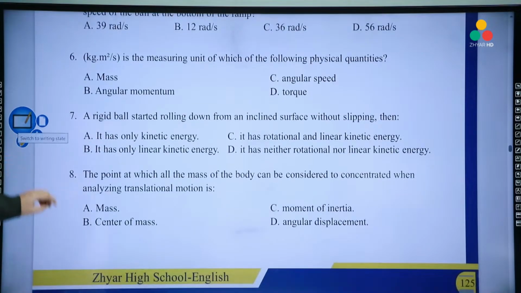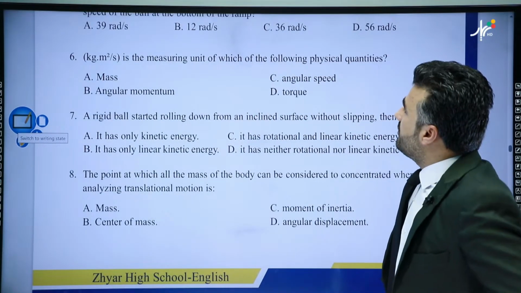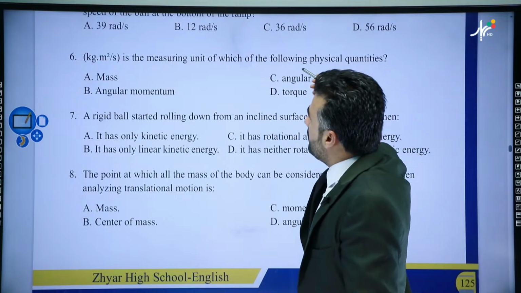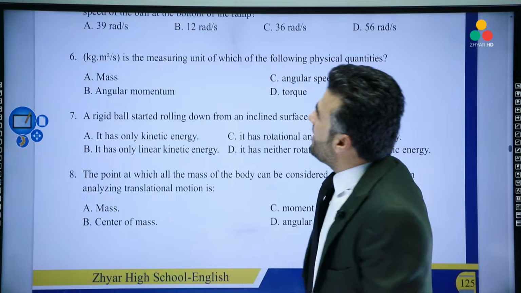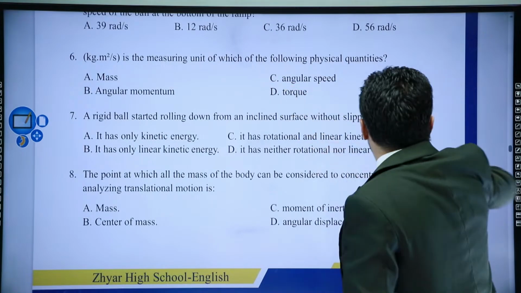Okay, now next it says kilogram meter squared over second is the measuring unit of which of the following physical quantities? Is it the mass? Is it the angular speed? No, angular speed is just radian per second. Is it the torque, or is it the angular momentum? For torque it is Newton meter, so it is the angular momentum.